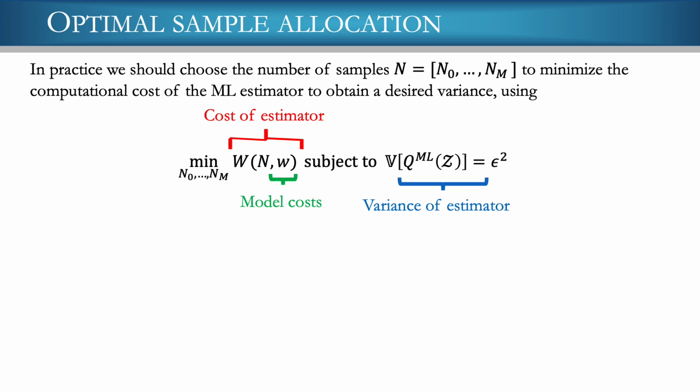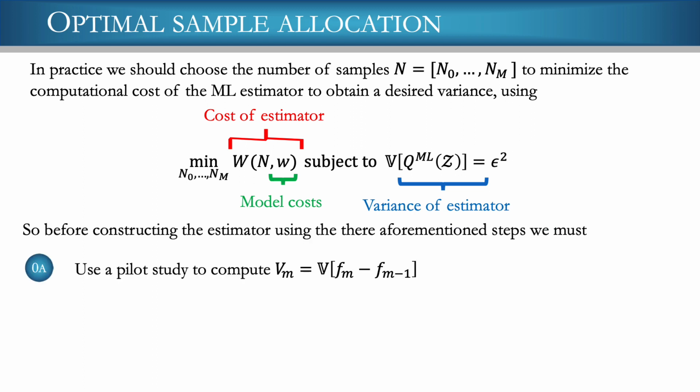However, if you only want to use multi-level Monte Carlo and not understand the theory, you must know that solving the optimization problem requires two steps. These two steps must occur before the estimator is constructed with steps 1 through 3. The first pre-step is to use a pilot study to approximate the variances of the differences between consecutive pairs of models. In short, a pilot study uses a small number of samples to compute the variances.